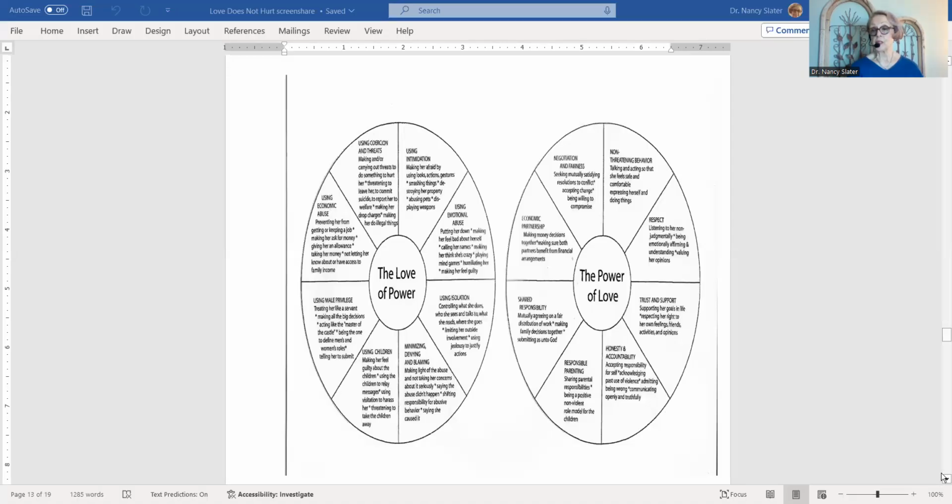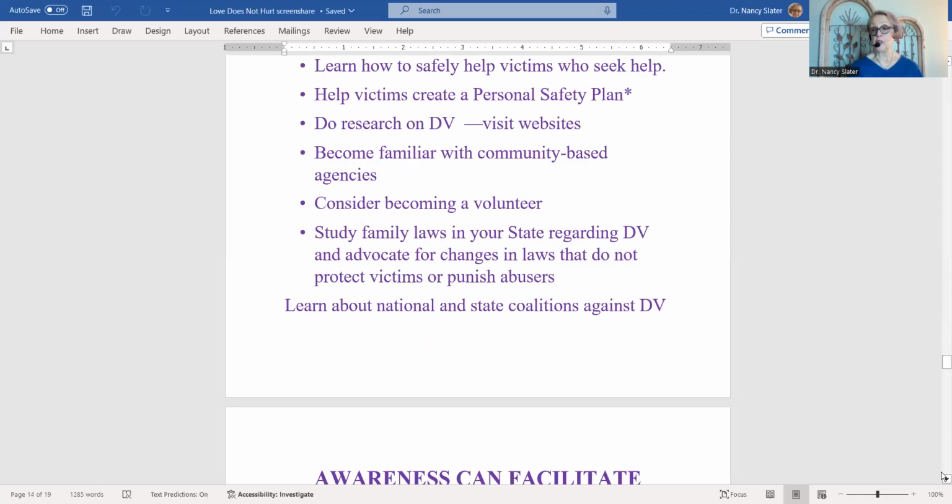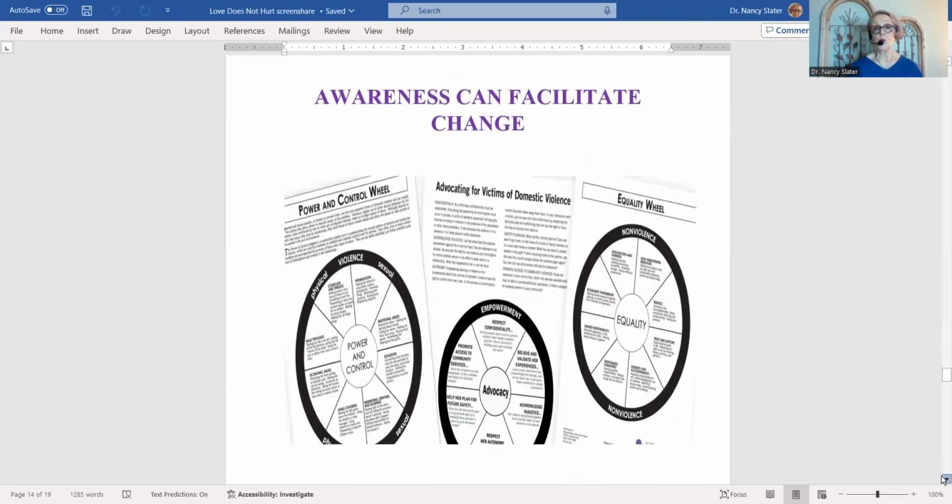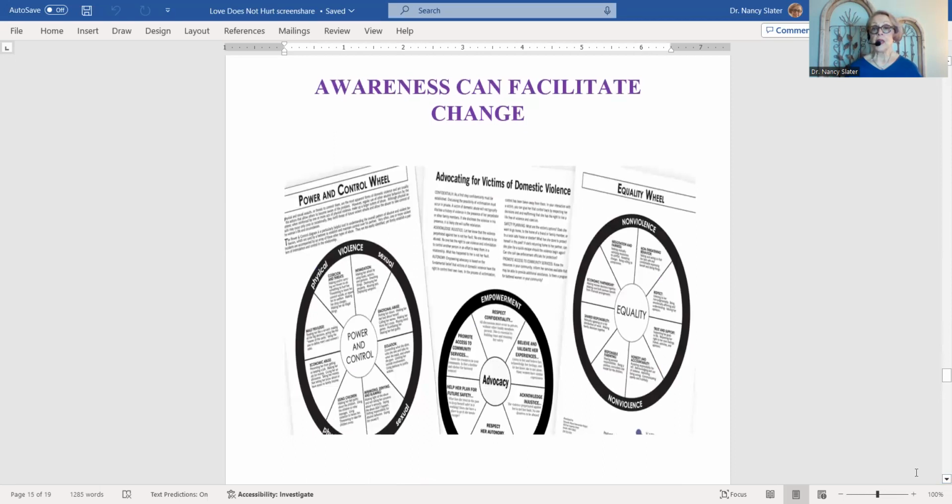And I'm going to go down. Well, what can you do? Those are the words that I just spoke. I want to remind you that awareness can facilitate change. And what does that mean?